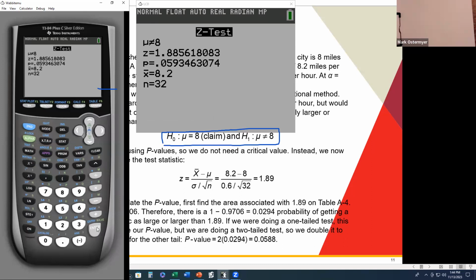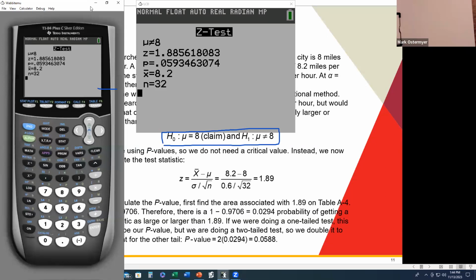And the test is done. The test statistic from sample evidence is 1.89. The p-value is 0.059. Got a question for you, ladies and gentlemen. Is my p-value larger than or less than my level of significance of 5%? I was testing at 5%.